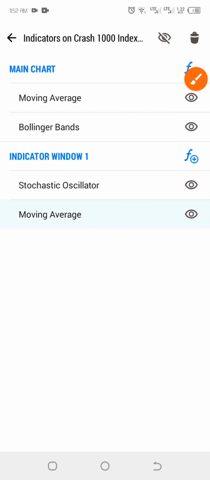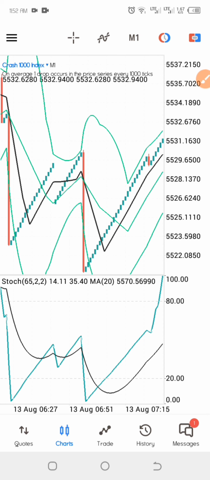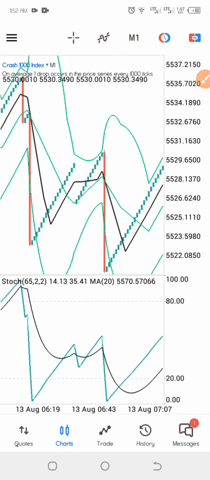Now for the last indicator, which is the moving average, click on this F icon on your indicator window one, search for moving average and click on it. This is how you are going to set everything up. Set it up like this, then click on save, and you have your moving average in your chart. That is all the settings you are going to be using for this strategy.